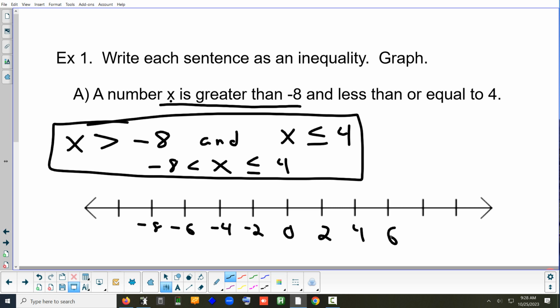All right. How about Evelyn? What kind of circle on -8? Open. Okay. Zach, what kind of circle on 4? Closed. And this is an and. So where do we shade when we have an and problem? Yeah, in the middle. It's like we connect the circles, right?